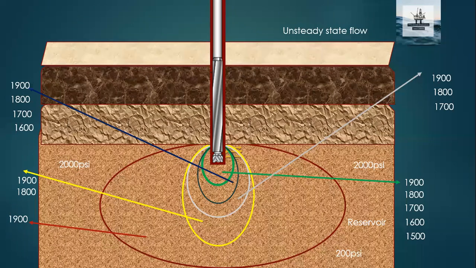This 2000 psi will become 1990. This 1900 will become 1800, and this yellow one, which is 1800, will become 1700, and the blue one, which you see as 1700, will become 0. After steady state flow, it will start to reduce. I will put another diagram which can be understood very clearly.